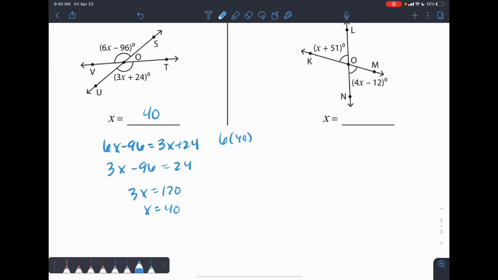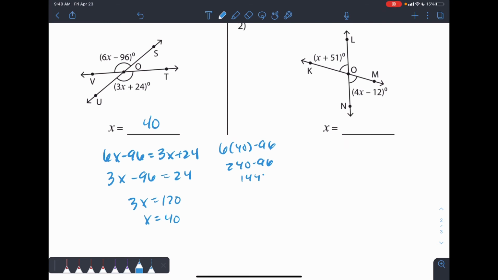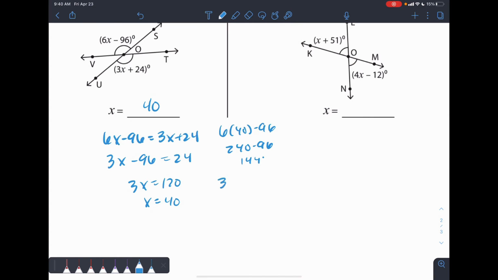6 times 40 minus 96. 6 times 40 is 240 minus 96, which is 144 degrees. And that does make sense looking at the angle, right? It's not 180, that would be a straight line. And it's not 90, that would look like this. So it's somewhere in between, 144. Now, if I were to do this a second time with the other given angle, 3 times 40 plus 24, then I should get the same exact result. And I do. This is 144. So each of these are 144 degrees.